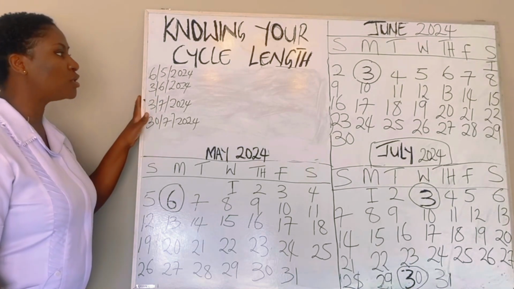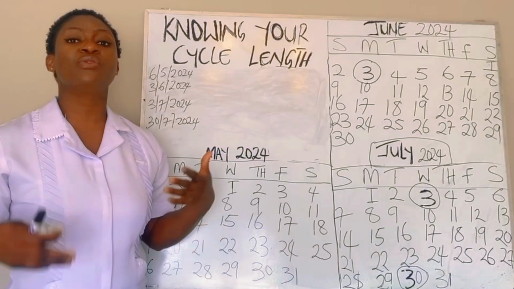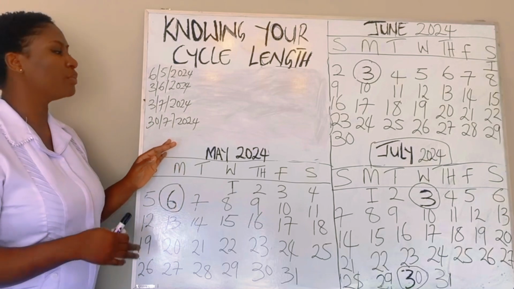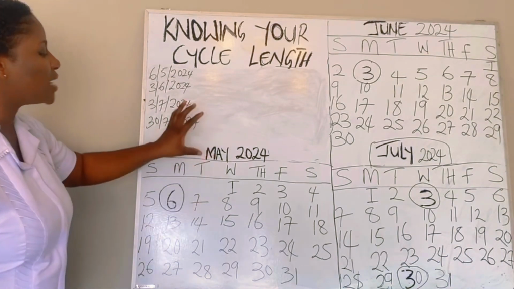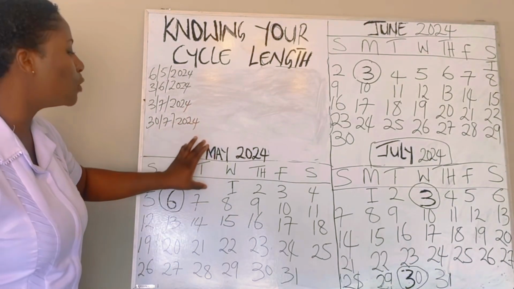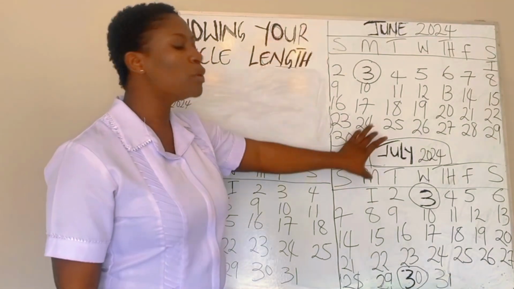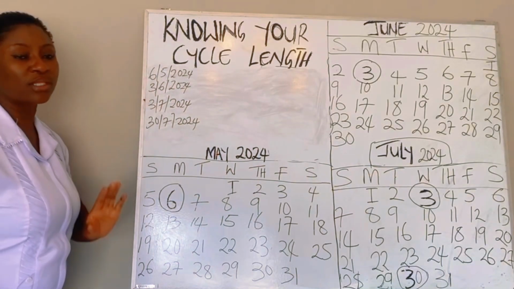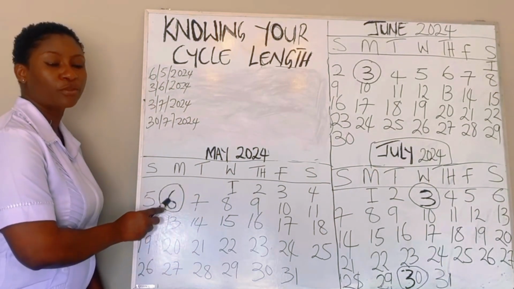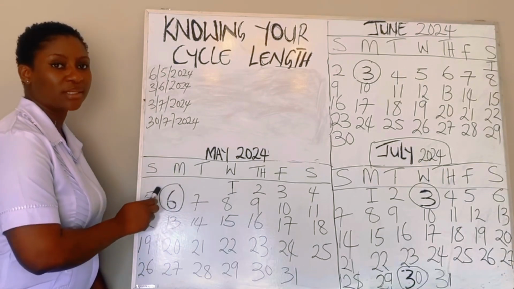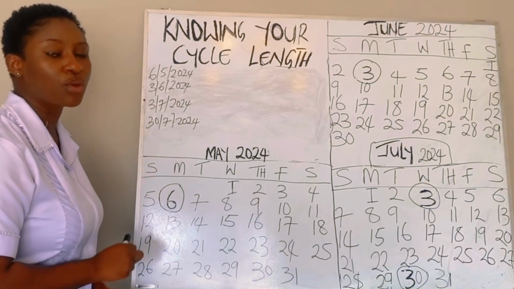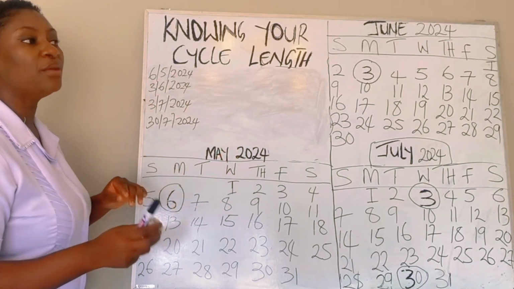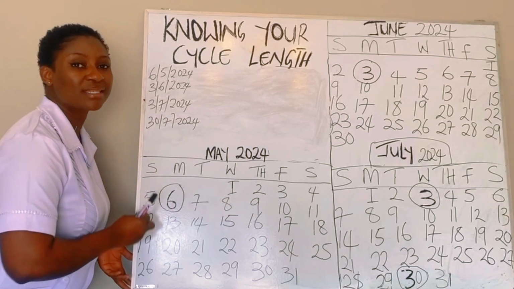In order to determine your cycle length, you need a calendar, and we are using a calendar now. Looking at this board, you notice that I drew the calendar for the months of May, June, and July 2024. Because the first day she noticed her period was on the 6th of May, I circled it. This is what I also want you to do. If you want to determine your own cycle length, you need to keep this record, and you also need a calendar in order to count it nicely.